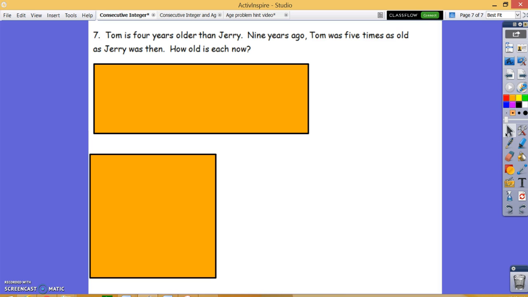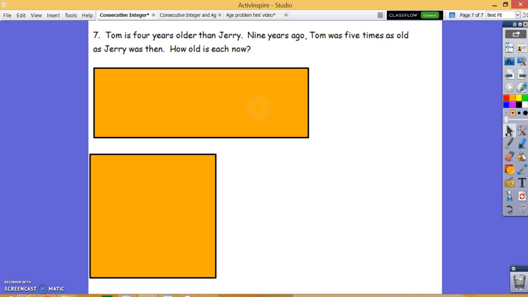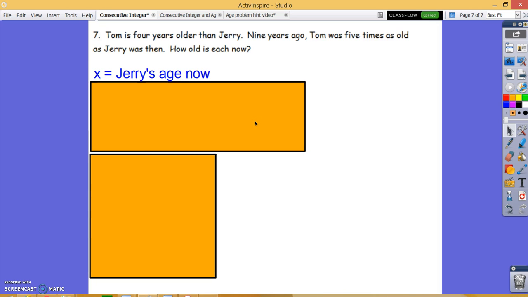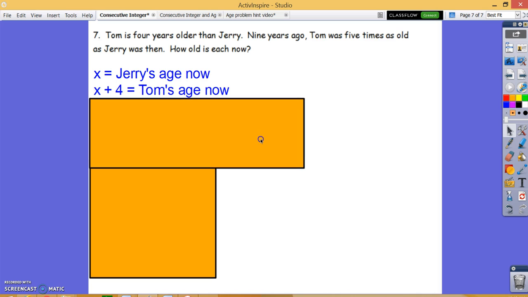So again, I always recommend figure out who's more mysterious. In this case, it's Jerry. We know something about Tom. So Jerry's going to be my X. This is Jerry's current age. Tom is 4 years older than Jerry. So if Jerry's X, Tom is X plus 4. That's Tom's current age.